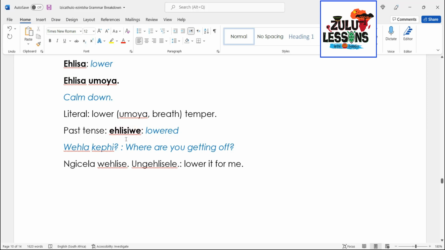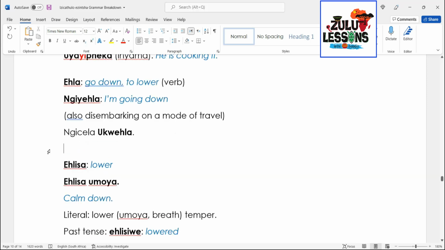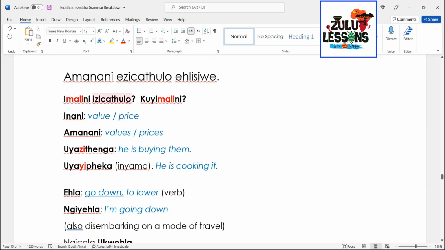Now ehlisiwe, it has been lowered. This is now the recent past tense. Ehlisiwe, it has been lowered. So that's why you are seeing here, where is the sentence there? Amanani ezicathulo ehlisiwe. So the price of the shoes has been lowered.